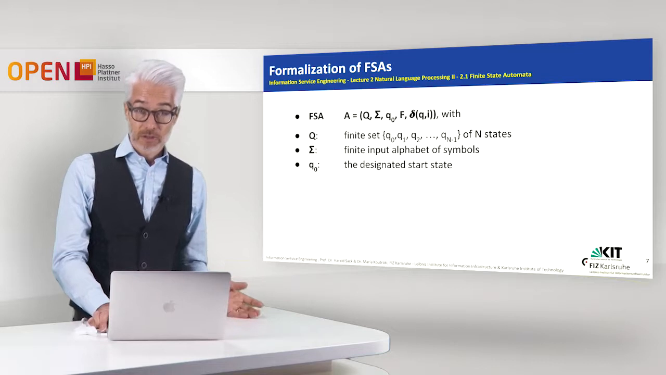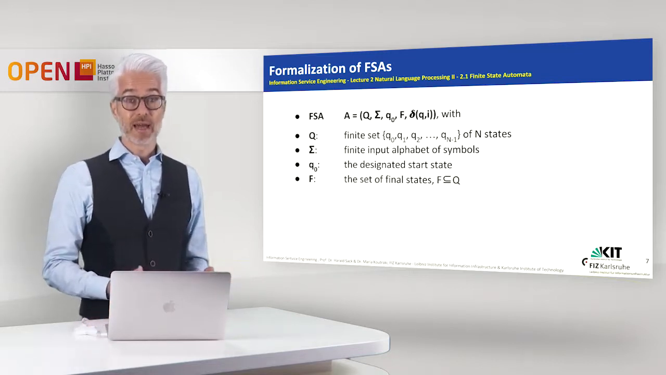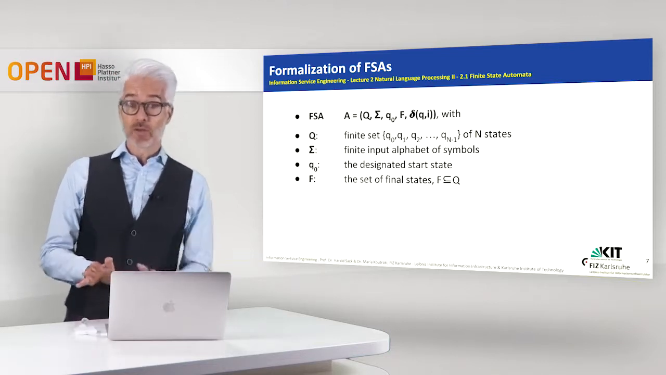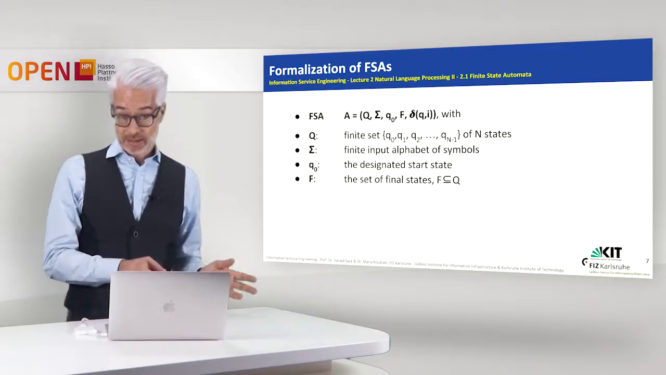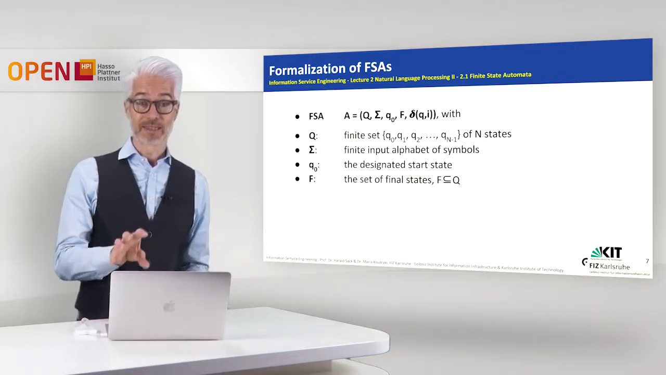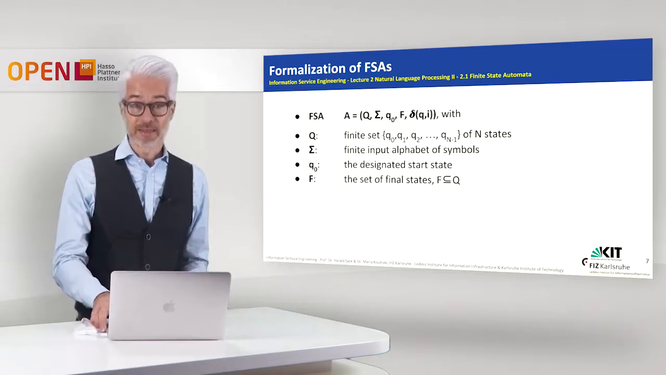And if it starts, of course, it also has to come to an end. So then you have another set, F, the set of final states. There is probably not only one accepting state, there can be an arbitrary number of accepting states in that automaton. Therefore, this is a set, and it is a subset of Q, our set of all existing states.